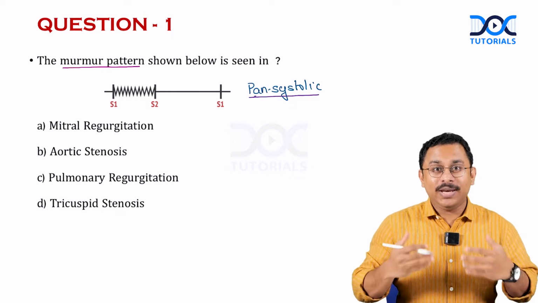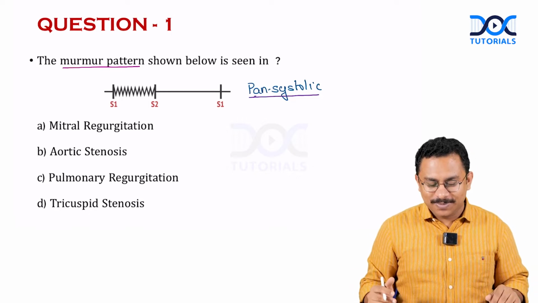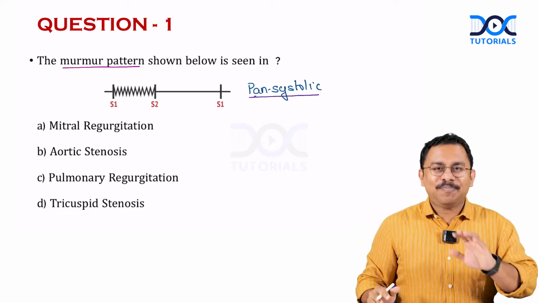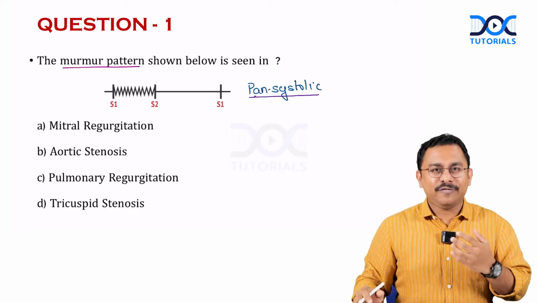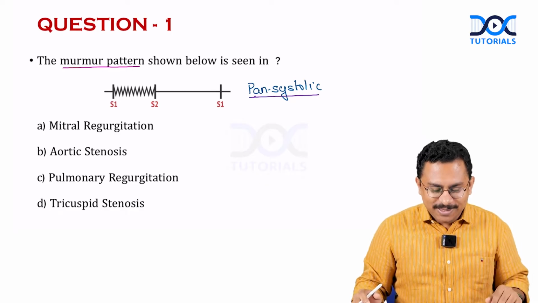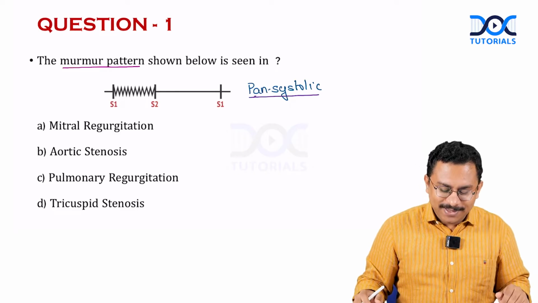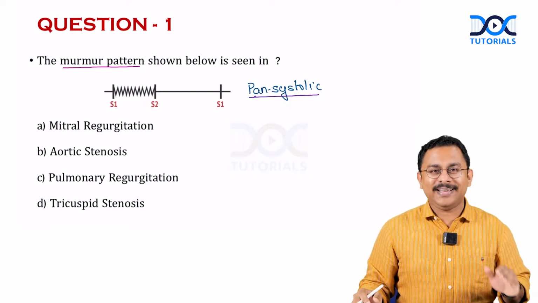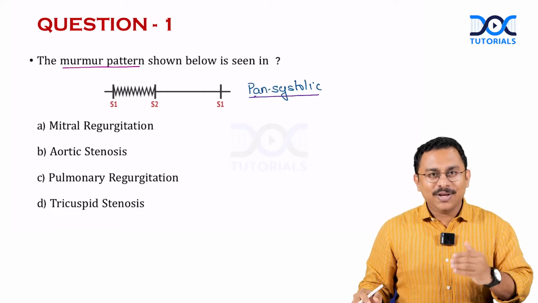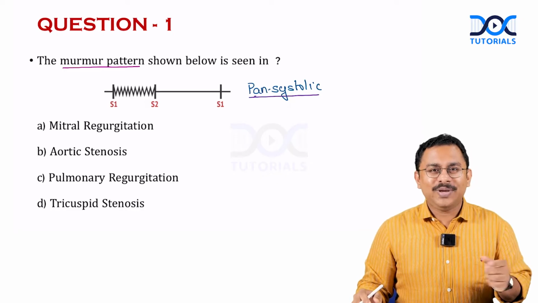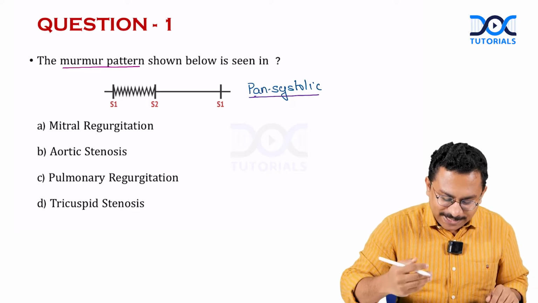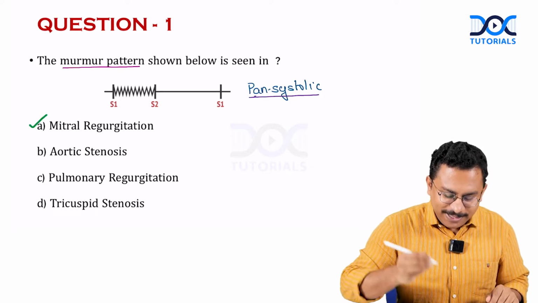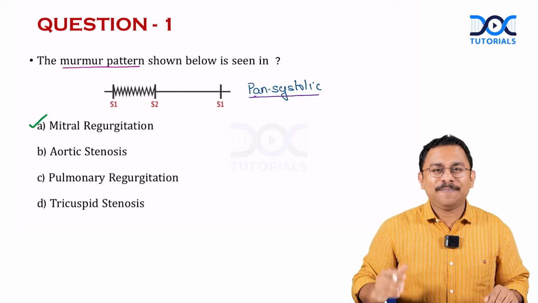Uniform intensity, you can even call it a holosystolic murmur. The murmur is not extending to the diastole. So it is a pan-systolic murmur. That is the information that I get from the image. Now let's have a look at the options: mitral regurgitation, aortic stenosis, pulmonary regurgitation, and tricuspid stenosis. Among the options, the only one with a pan-systolic murmur is mitral regurgitation. So MR, or mitral regurgitation, will be the answer.